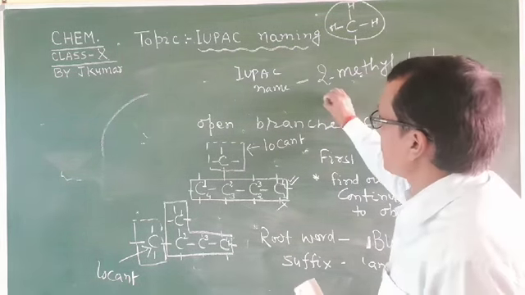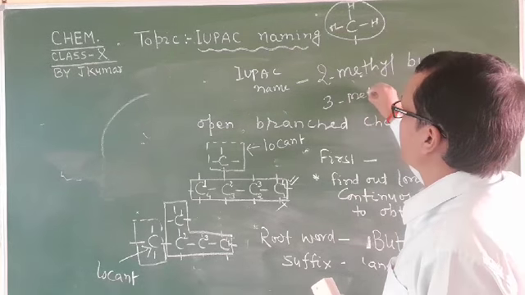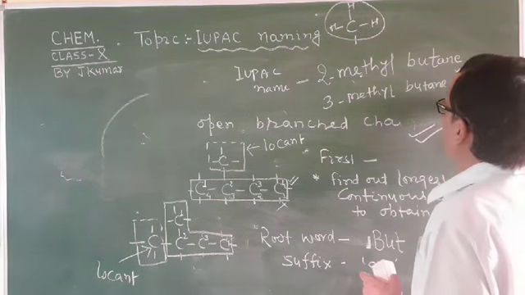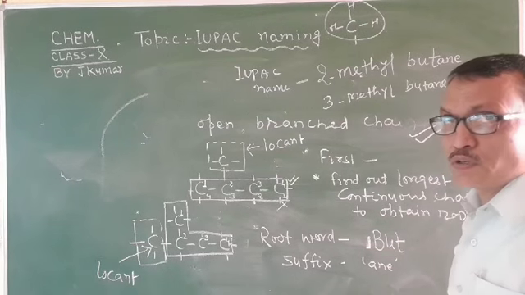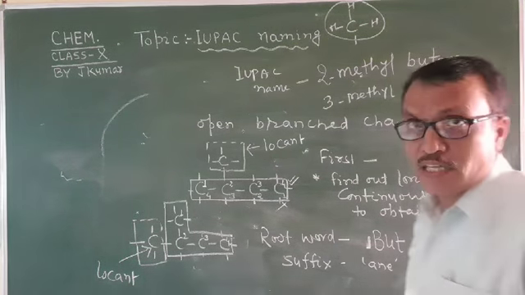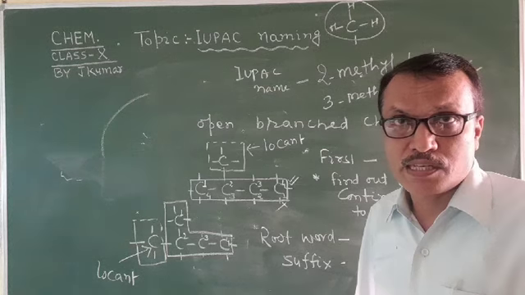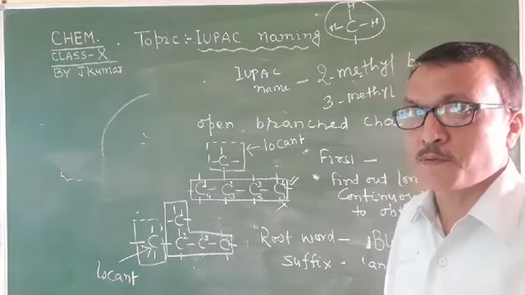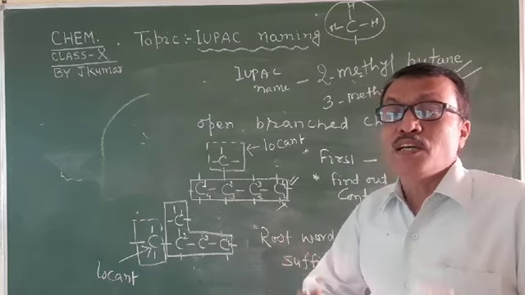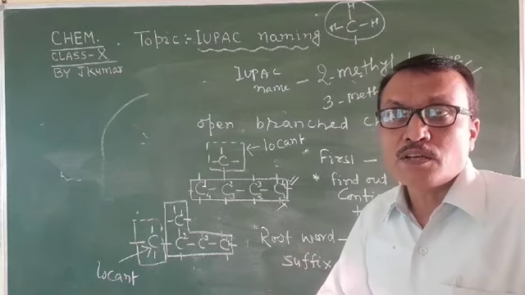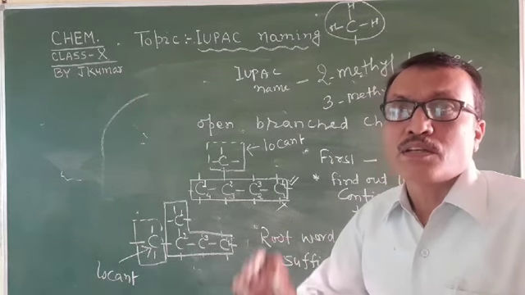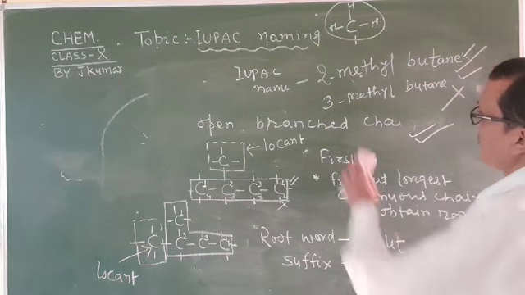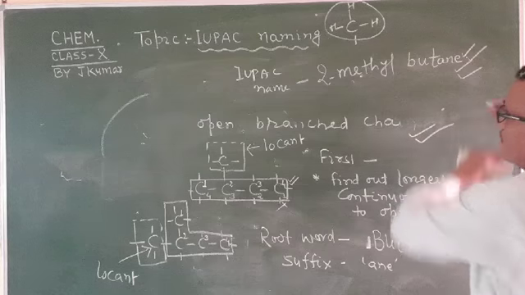Students, if you write 3-methyl butane, this is wrong. This will not be correct because the IUPAC rule says to follow the lowest number rule for locants. So the chain will be counted from that side from where the locant gets the lowest position. So this is the correct name and this is the wrong name.